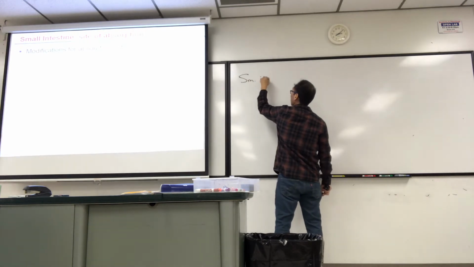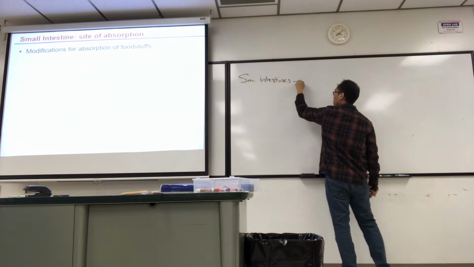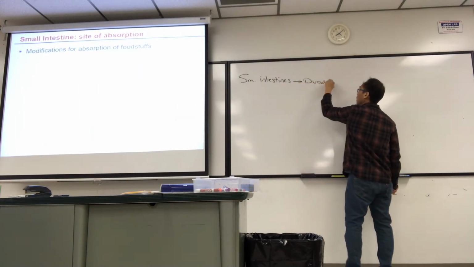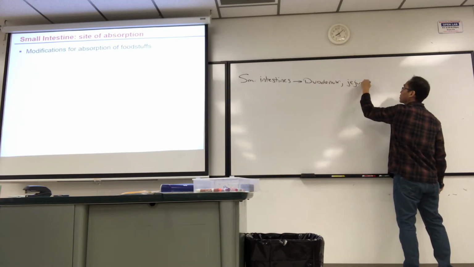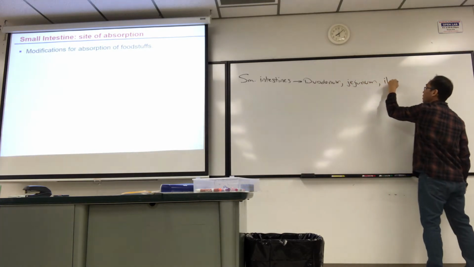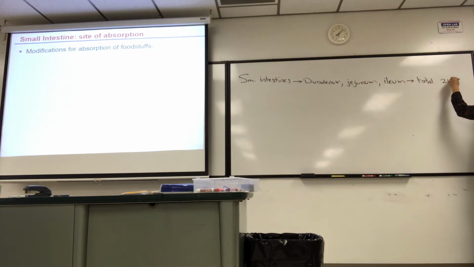Small intestine. Whenever you use the term small intestine, it refers to duodenum, jejunum, ileum. Total about 21 feet in length, 1 inch diameter. And so that's a long bit of length to accomplish absorption.